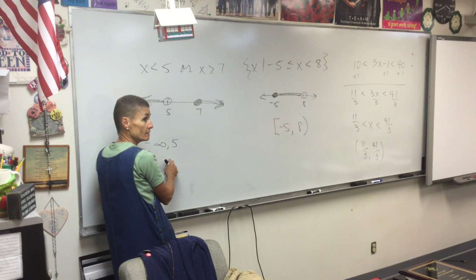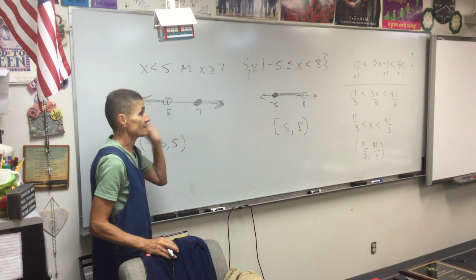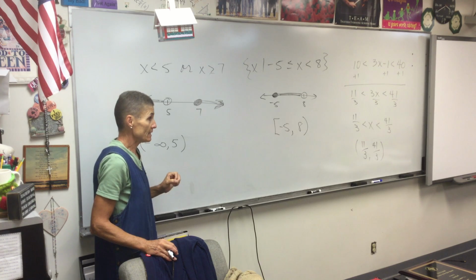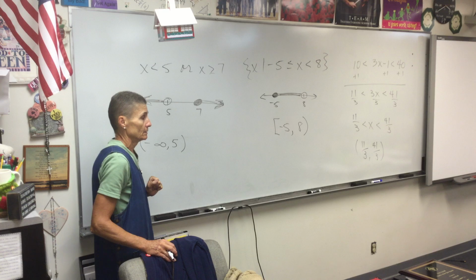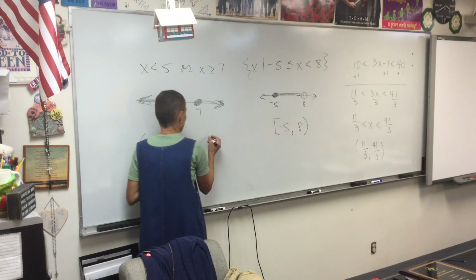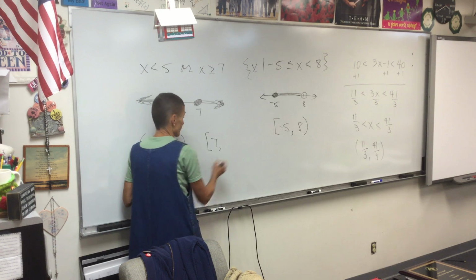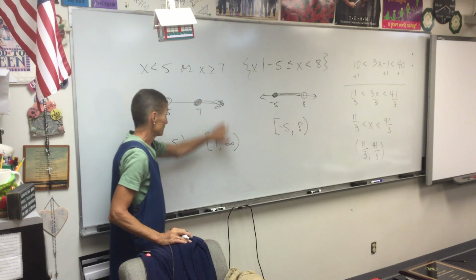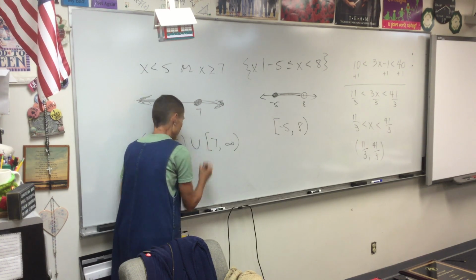Everybody with me? And those would both be open. Please remember the infinities are always open. Infinities, and when we get to it, asymptotes are always open. And then this one is going to have a closed at 7, but an open at its infinity. Is that all right with everybody? And then Jason said put a U in between them.